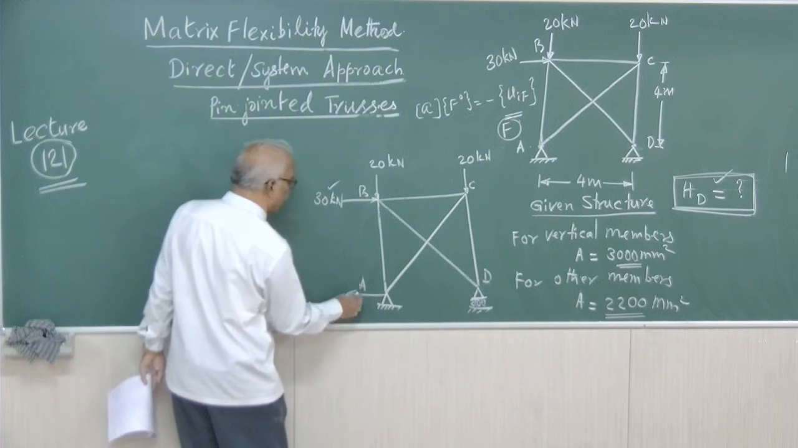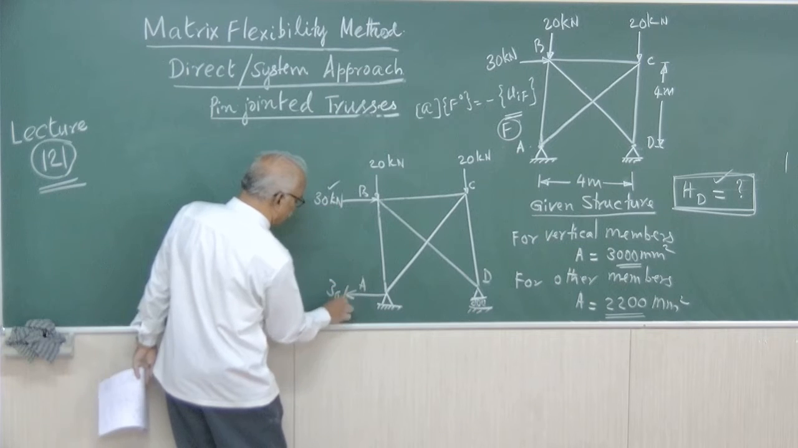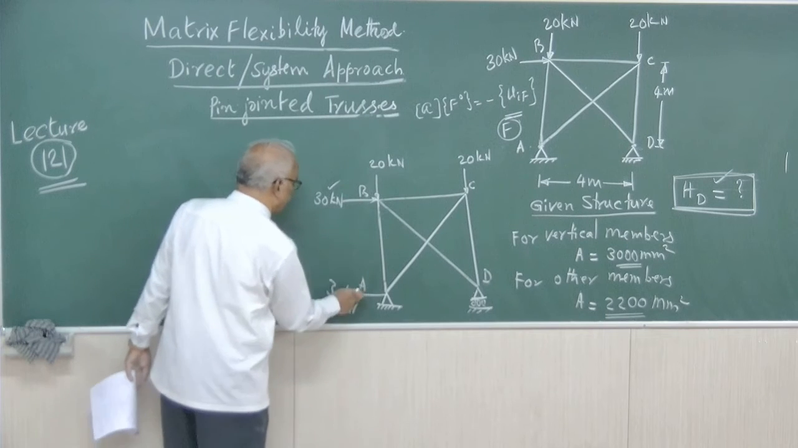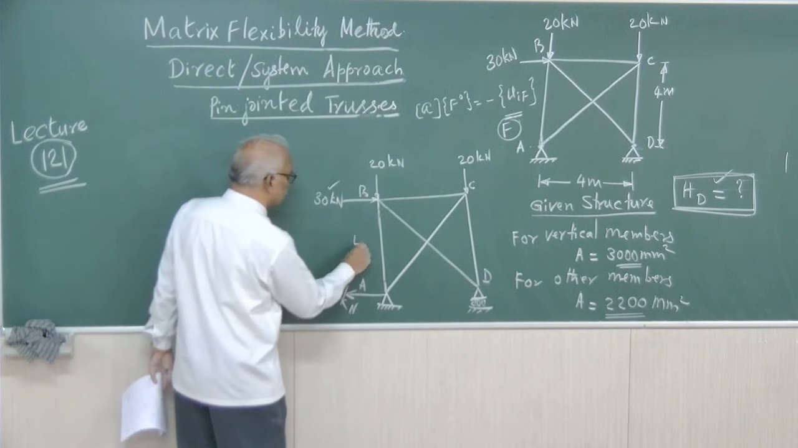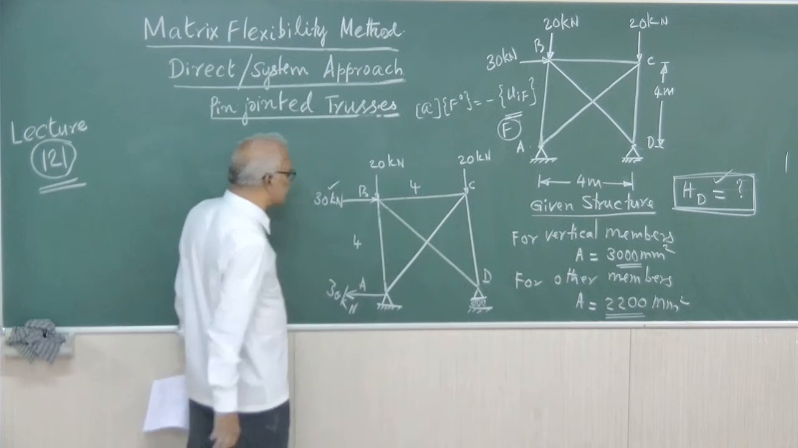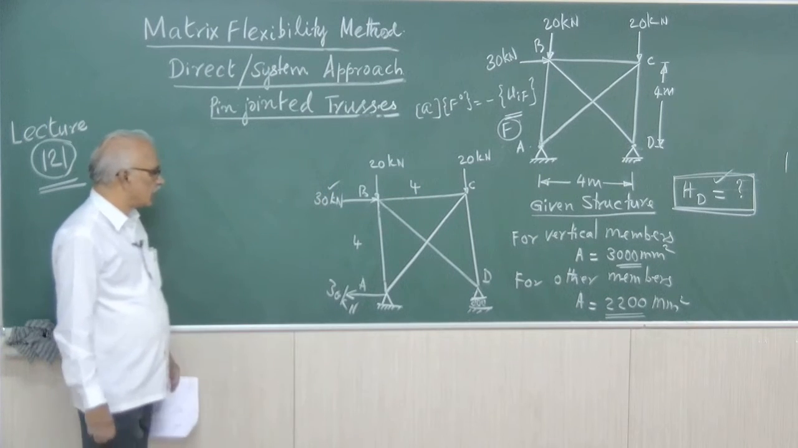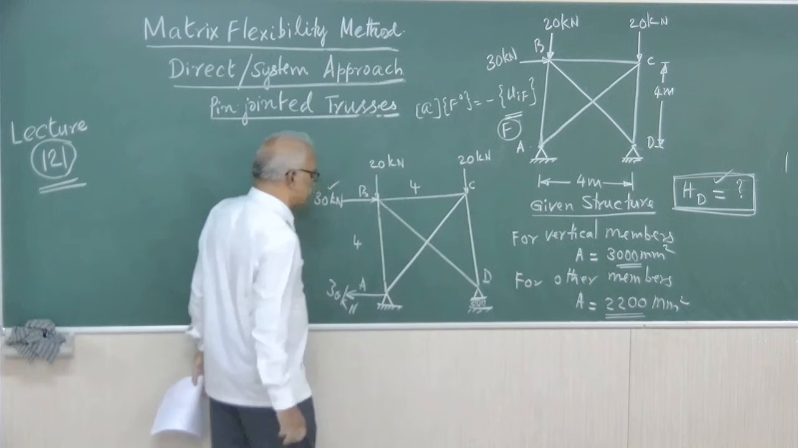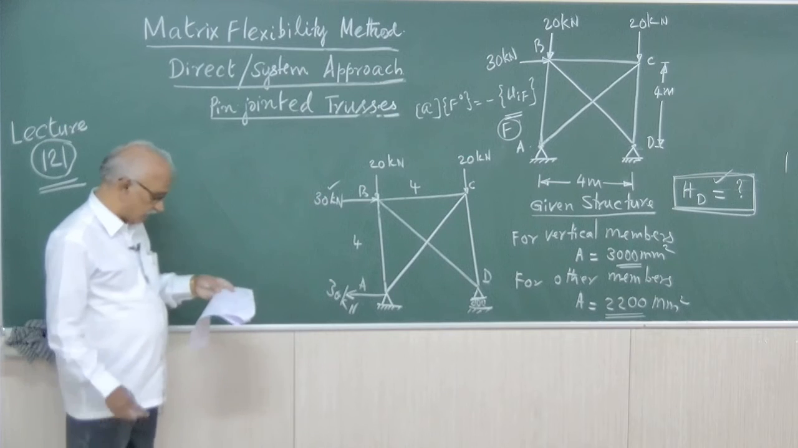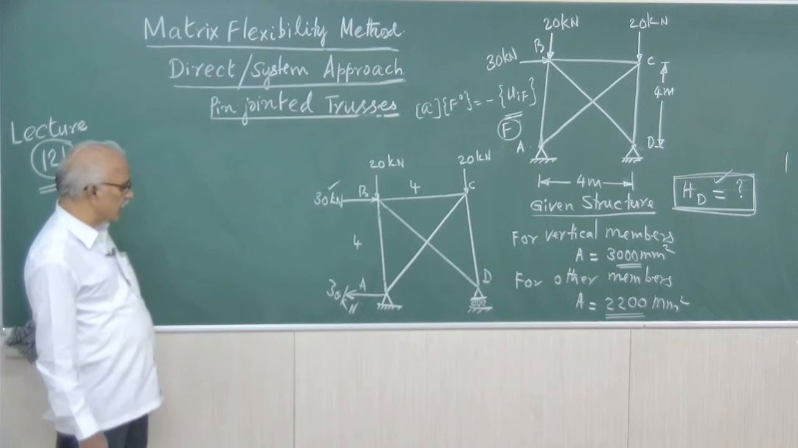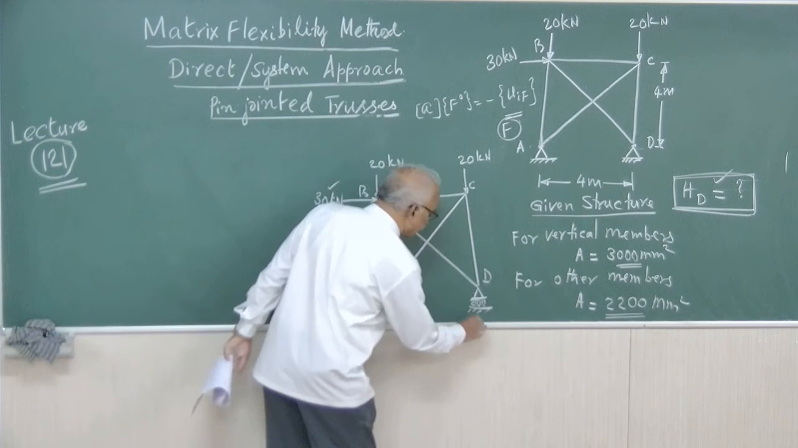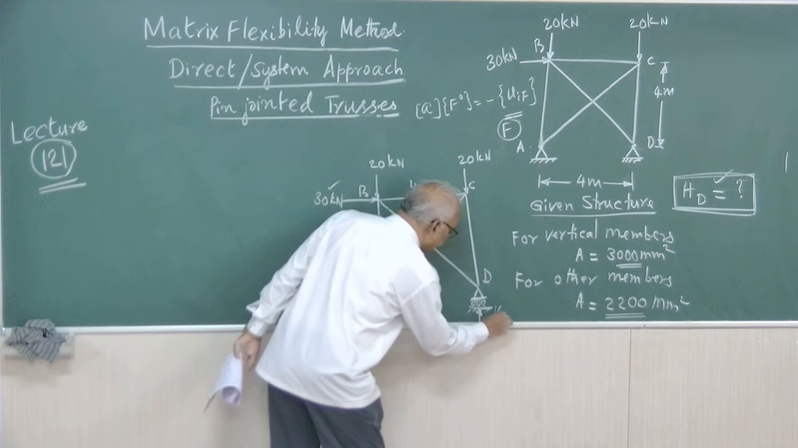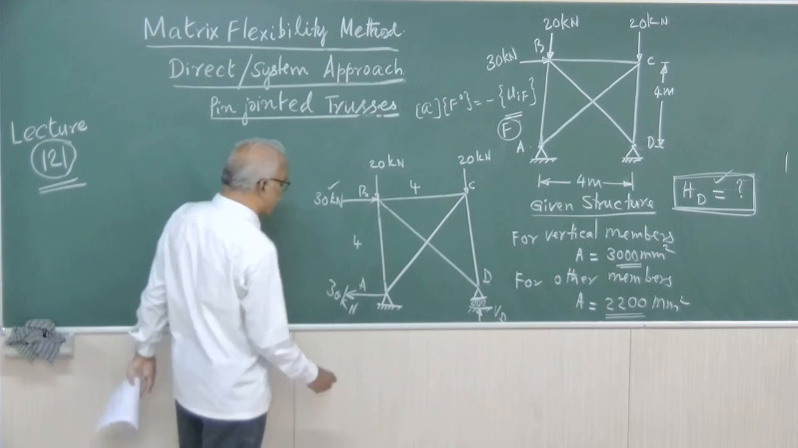So sigma H equal to 0 will give you 30 kilonewton towards left. So these two will make sigma H equal 0. This is 4 meters, this is also 4 meters. Right. So that is about sigma H equals 0. But we have got two vertical forces, so we have to find out the vertical reactions. We can take moment about A. Let us say there is a vertical reaction here. This vertical reaction is VD. So take moment about A.